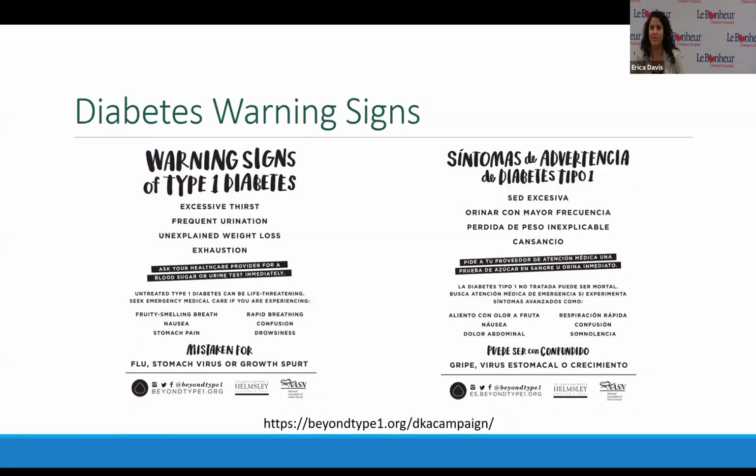We have seen that a lot of times type 1 diabetes is misdiagnosed. Those signs of the beginning stages of type 1, excessive thirst, frequent urination, unexplained weight loss, being exhausted all the time, those can be easily missed. So we really want to step in early if we see those symptoms. So you want to immediately tell a parent if you see those signs, hey, take that child to the primary care doctor. We need to check this out. See at the bottom how it can be mistaken for flu, stomach virus, or just a growth spurt. It's so easy to miss.